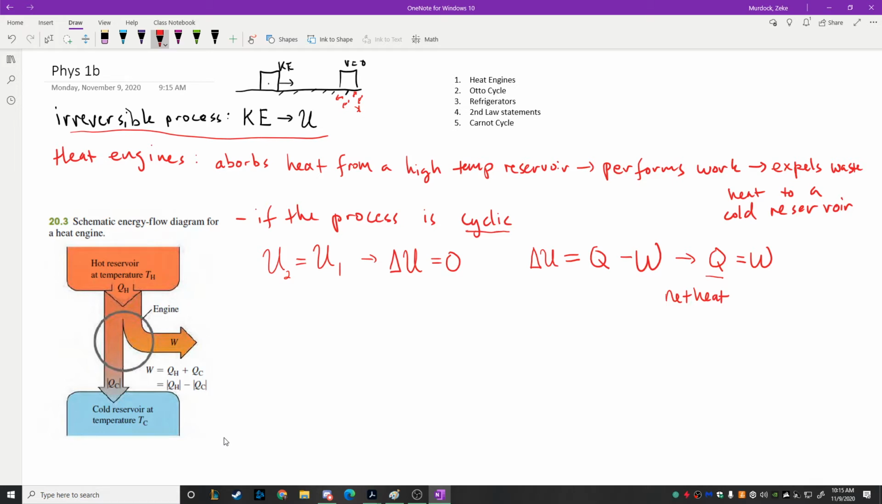I wrote down here, in a steam turbine, TH is the flame, and TC is the cold water and air used to condense the steam. So in these types of systems, because the heat coming in is QH, then QH is guaranteed to be greater than 0. And since QC is the heat going out, QC is going to be less than 0. And the net heat per cycle is going to be the difference between the two of them.